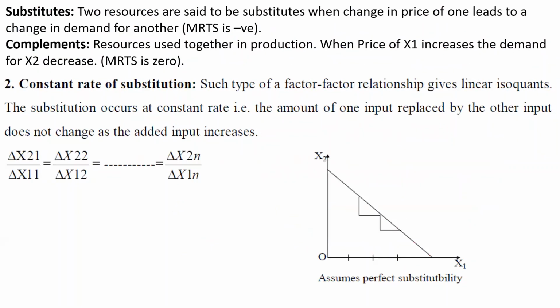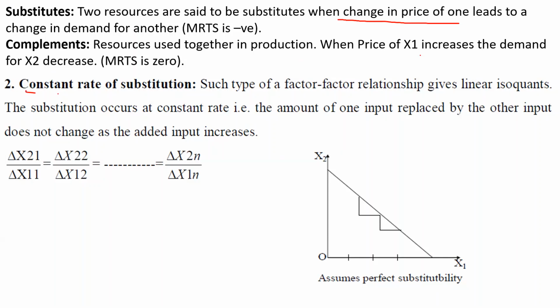we'll know about the substitutes and complements. When two resources are said to substitute, when the change in price of one leads to change in demand of other, then we call it as the substitutes. And when resources are used together in the production process, these are the complements. When price of x1 increases, the demand for x2 decreases. This is the complement. So there are two types of inputs, substitutes and complements. Substitutes are one which, because of change in price of one, leads to change in demand of another. And complements here, जो भी एक इनपुट की प्राइस इंक्रीज हुई तो डिमांड फॉर अदर डिक्रीज होता है. सो दीज आर द कॉम्प्लीमेंट्स.